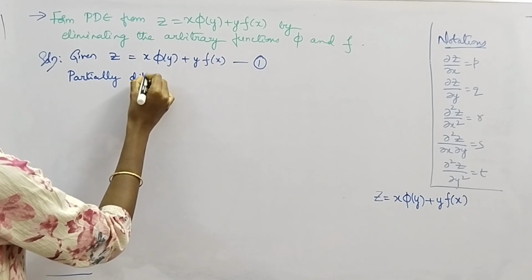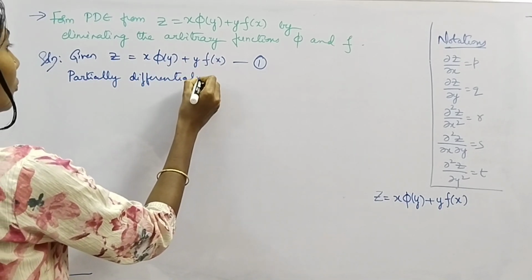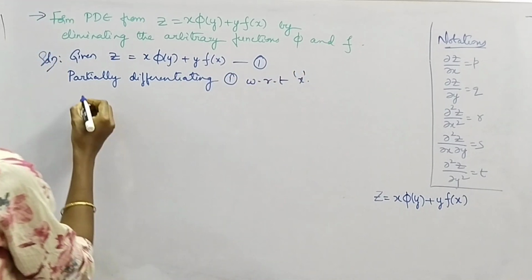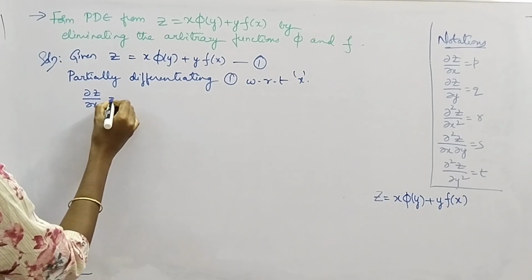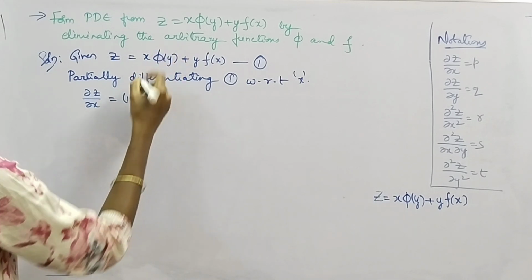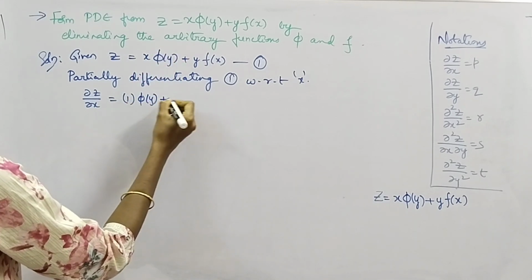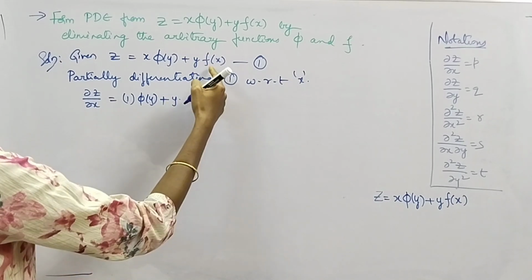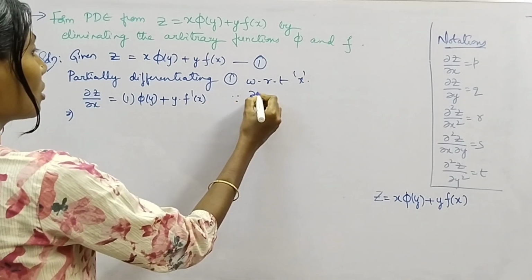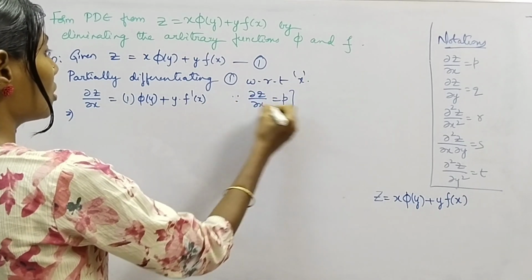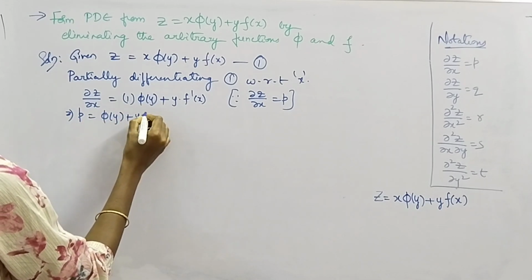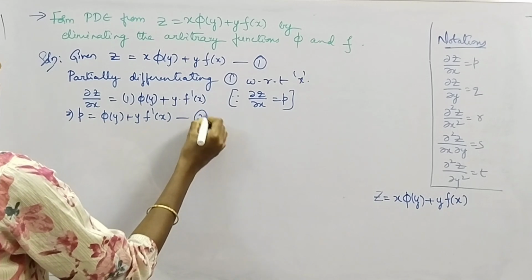Partially differentiating 1 with respect to x. Dou z by dou x equal to the partial derivative of x with respect to x, which is 1, into phi of y, this is constant, right? Plus y is constant. The partial derivative of f of x with respect to x is f dash of x. Since dou z by dou x equal to p, we'll just replace it by p. We'll get p equal to phi of y plus y into f dash of x. Consider as equation number 2.